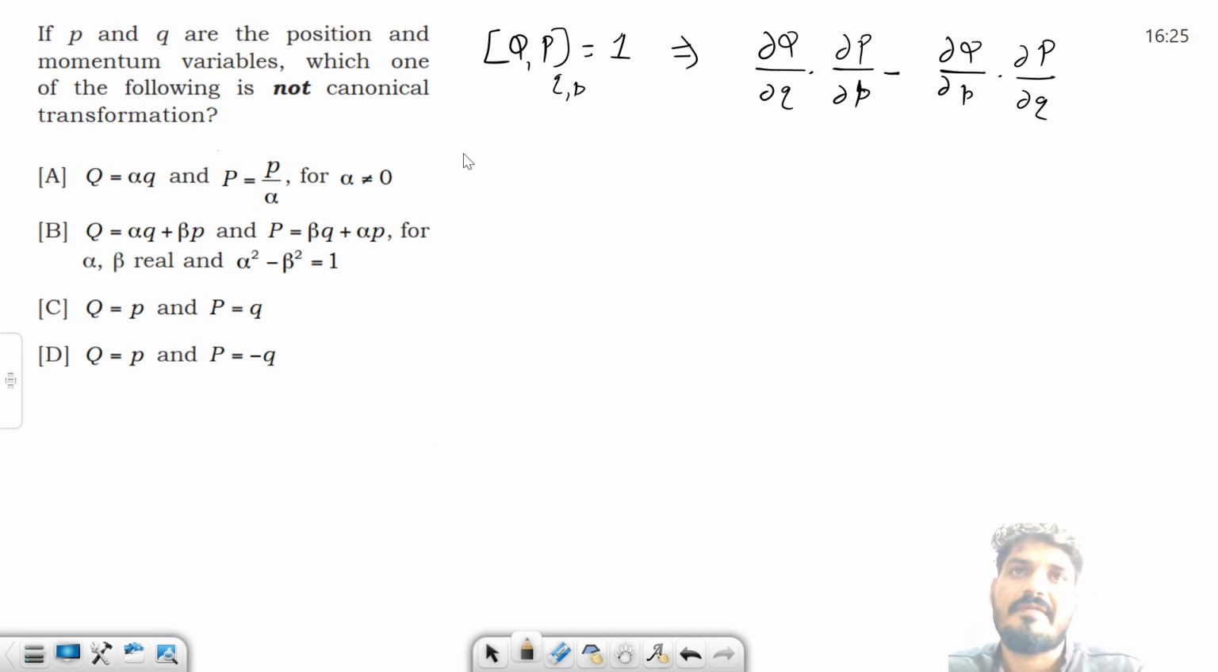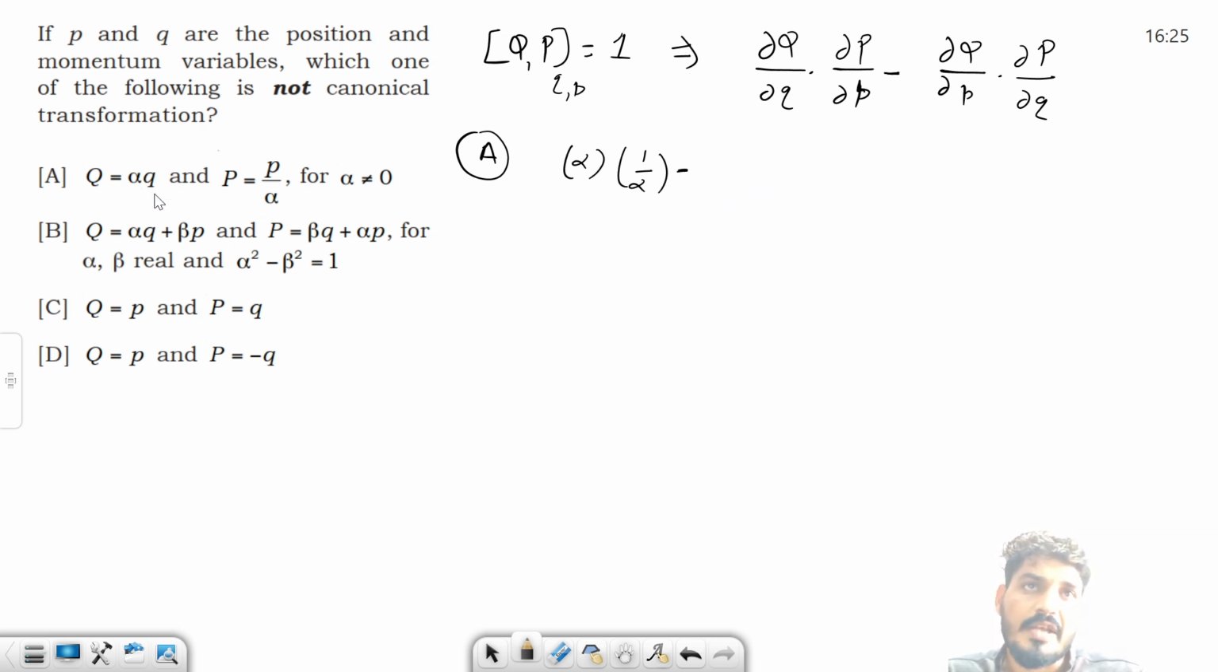Let's check the first option. What is given to us? Q is this. So what is ∂Q/∂q, first term? So this is simply alpha ∂p/∂p, this is simply 1 by alpha minus ∂Q/∂p. So q में देखिए कोई p की term नहीं है, so this is 0. Similarly ∂P/∂q, there is no q terms, this is also 0. So this gives you 1. That means this is canonical. This one is canonical, so this is not the correct answer.